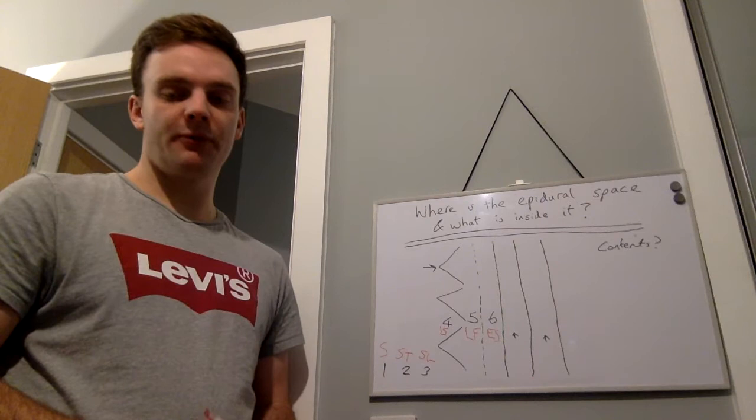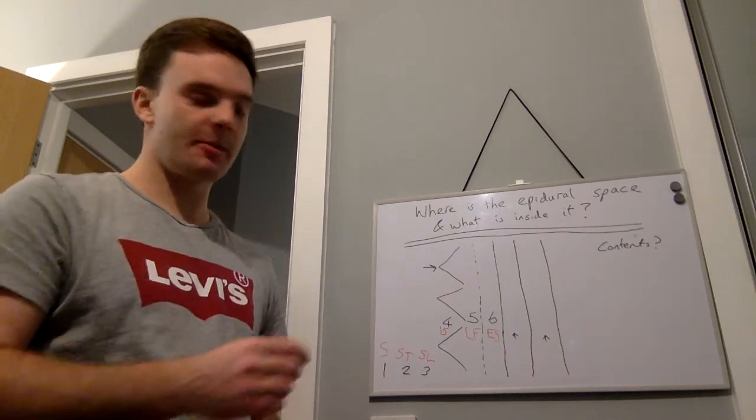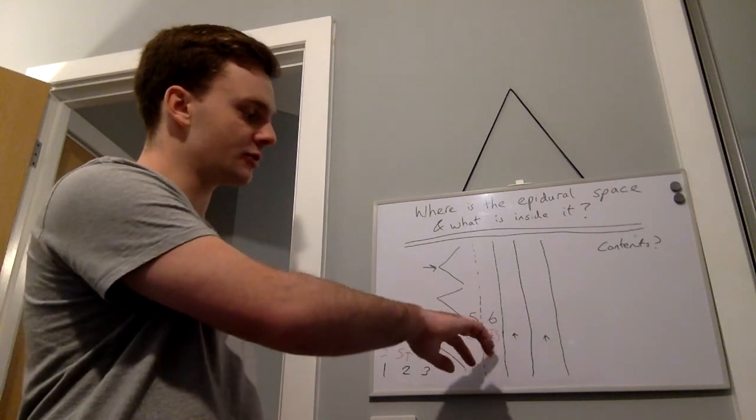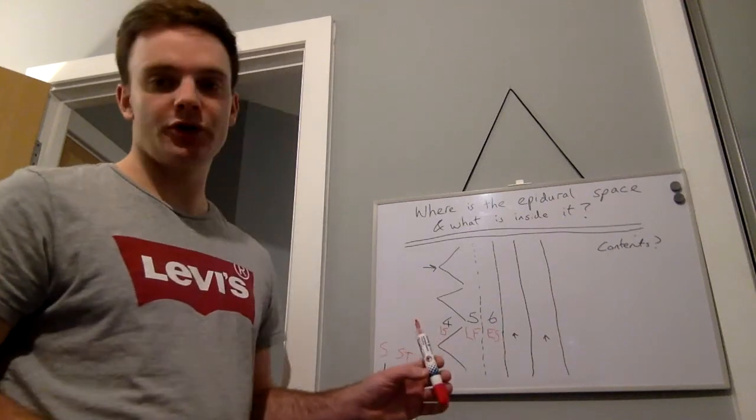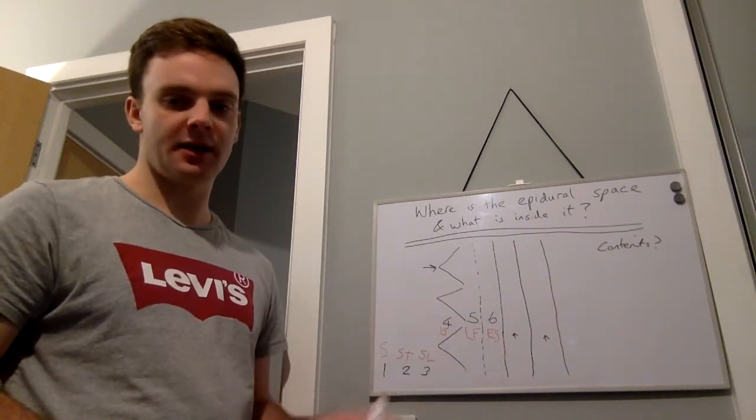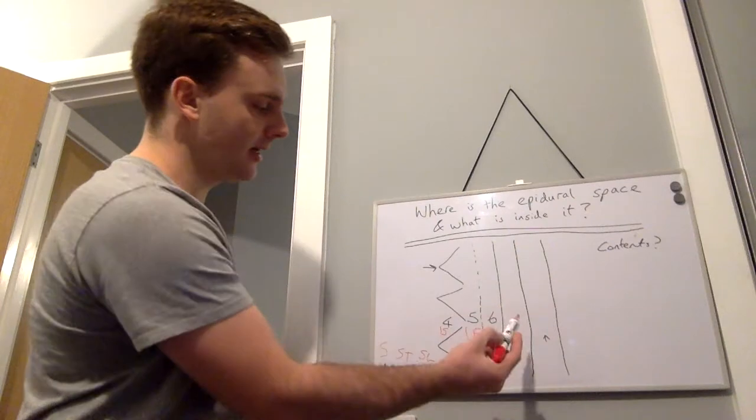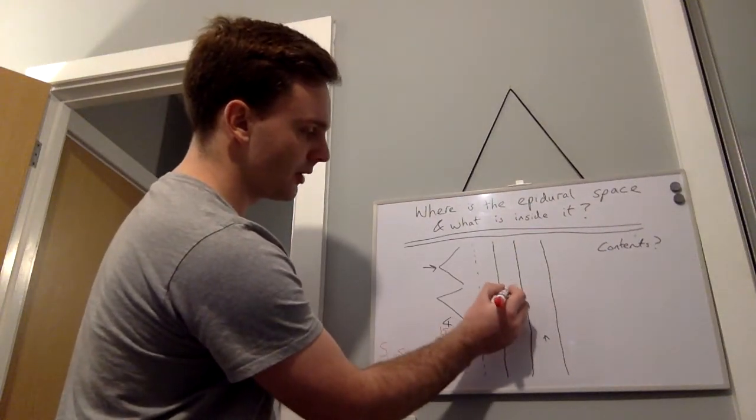Obviously, when performing epidural catheter insertion, we want to pass the catheter into the epidural space, and we're conscious not to pass the needle past here. This layer here is the dura.